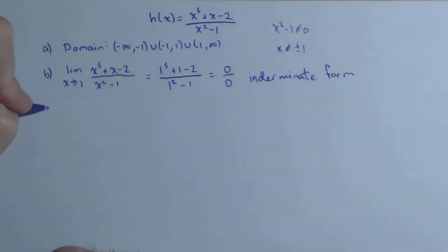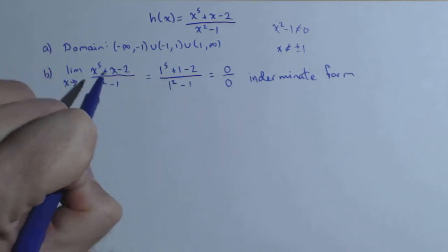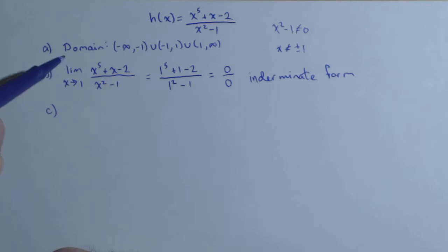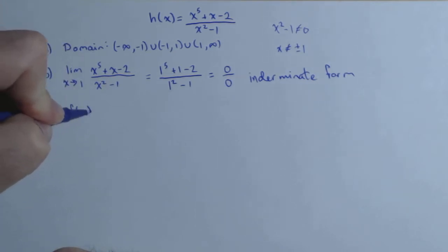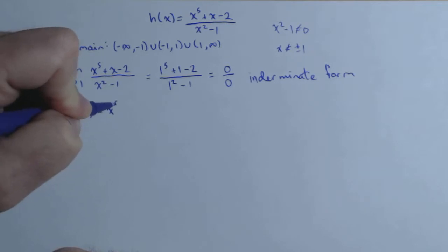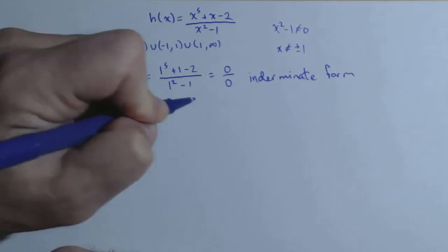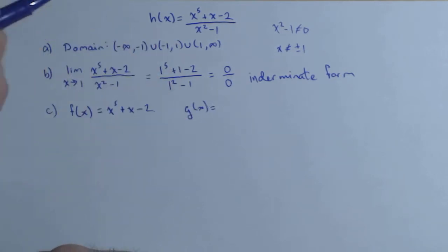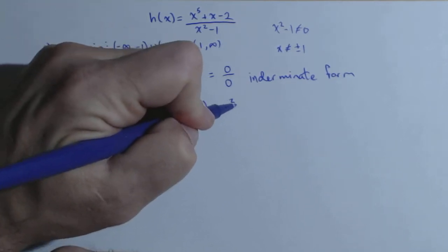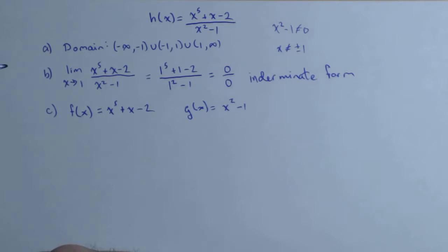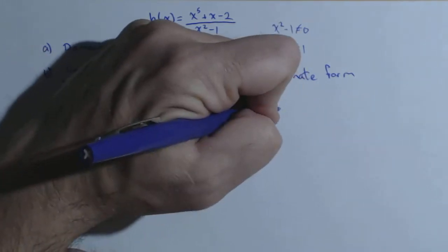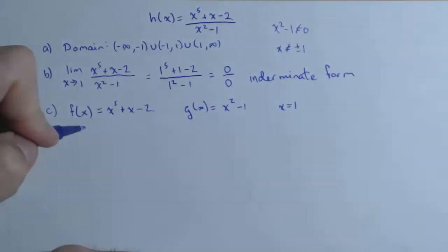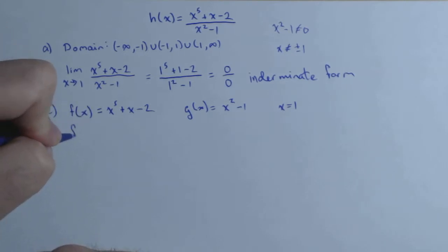Now, since we're around the point 1, we can use the linear approximations of the numerator and denominator to see further what's going on. So let's say we define the numerator to be f of x, x to the fifth plus x minus 2, and we define the denominator, x squared minus 1, to be g of x. What we're going to do is find the tangent lines of each of these at x equals 1. And we've done that plenty, but let's just go through it.